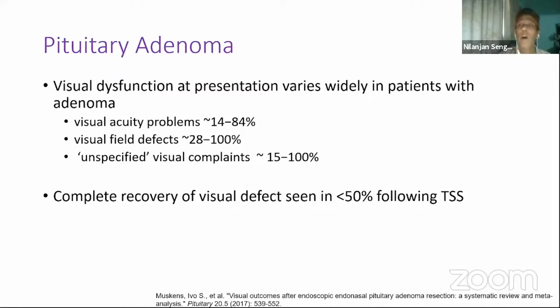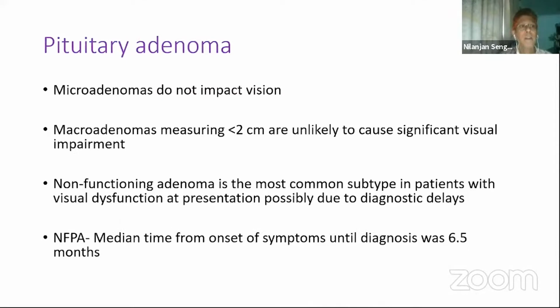An off-targeted radiotherapy or a mishandling of the optic apparatus during a transsphenoidal surgery can also add to the visual impairment. Microadenomas expectedly do not impact vision. Small macroadenomas, less than 2 centimeters in diameter and which are strictly intrasellar, are likely to cause no visual problems. But it is the larger tumors that usually cause visual abnormalities.